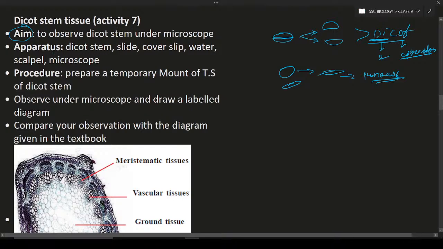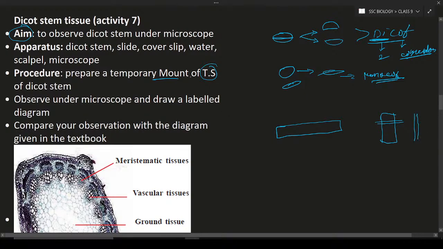In this procedure we have to prepare a temporary mount. Temporary mount means temporary slide. And also TS. TS means transverse section. Transverse section means what? Let us consider I have taken the stem in this way. I have to cut. If I cut in this way, this is known as transverse. If I cut in this way, this is longitudinal.